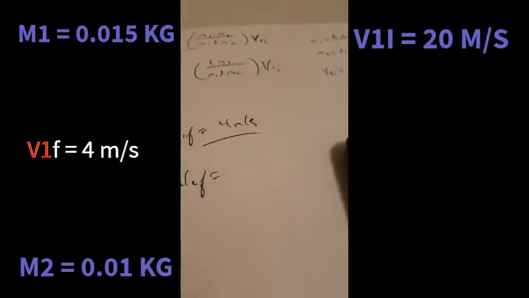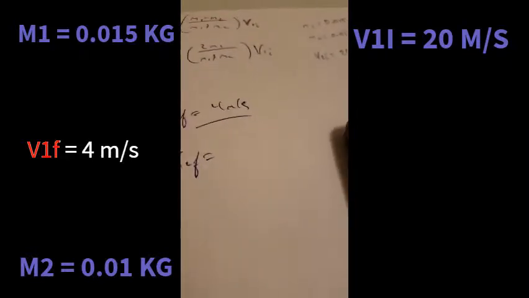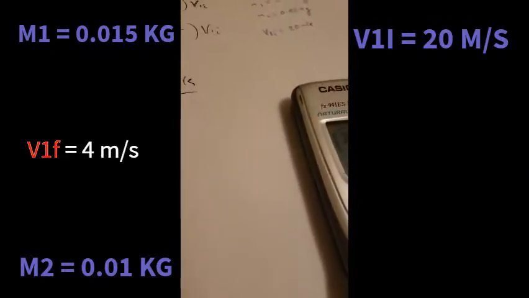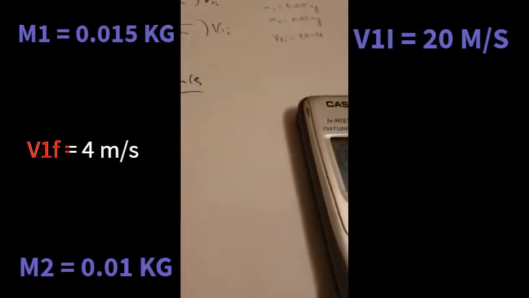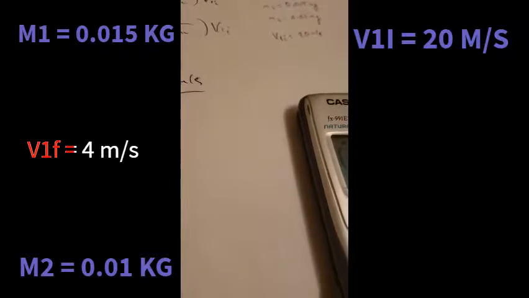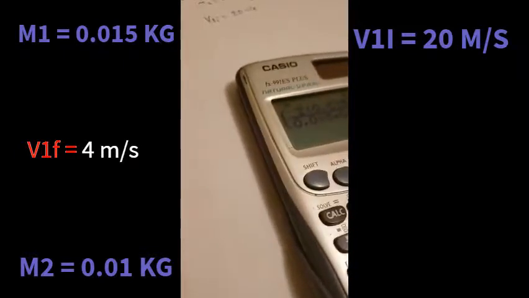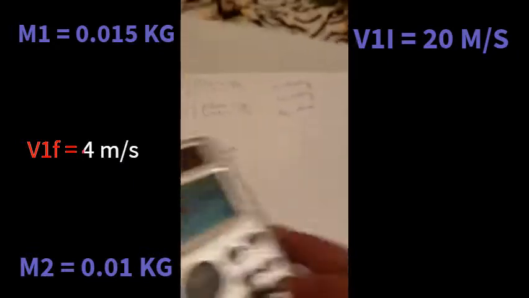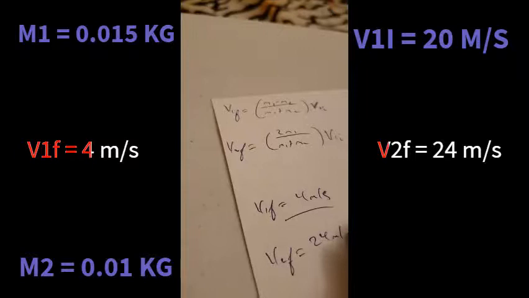Now v2f, let's apply that into our equation. Let's sub everything in. That's going to be 2 times the first mass, 0.015, over m1 plus m2, 0.015 plus 0.01, times v1 initial, which is 20 meters per second, which is 24 meters per second.